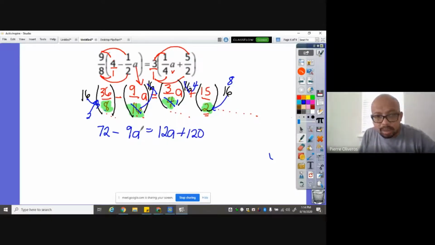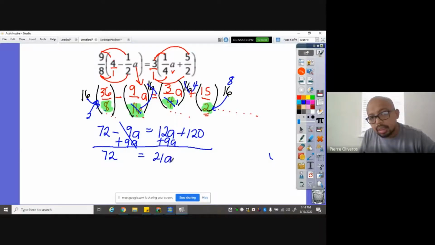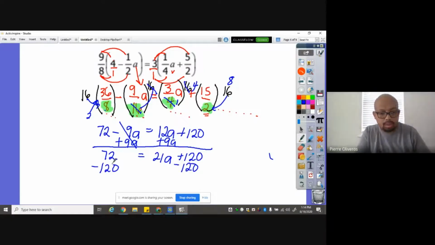Do we have any like terms? Yes. I'm going to add 9a here, add 9a here, cross it out. 72 is equal to 21a plus 120. Subtract 120 on both sides of the equation. And 72 minus 120 is going to be negative 48 is equal to 21a.